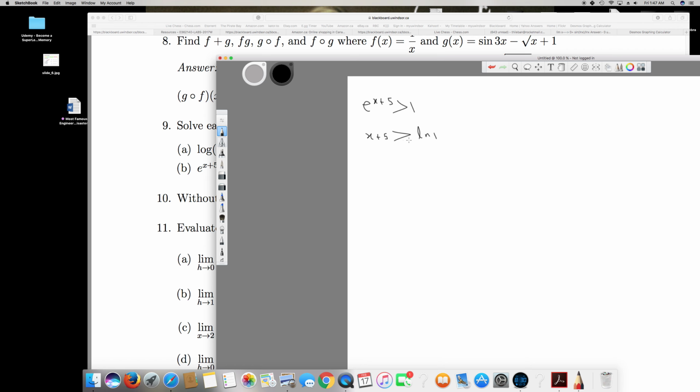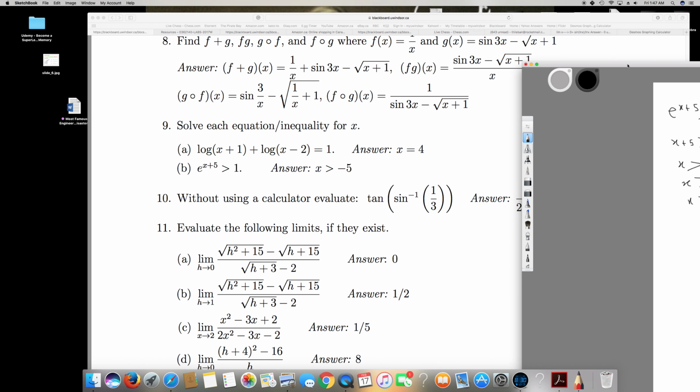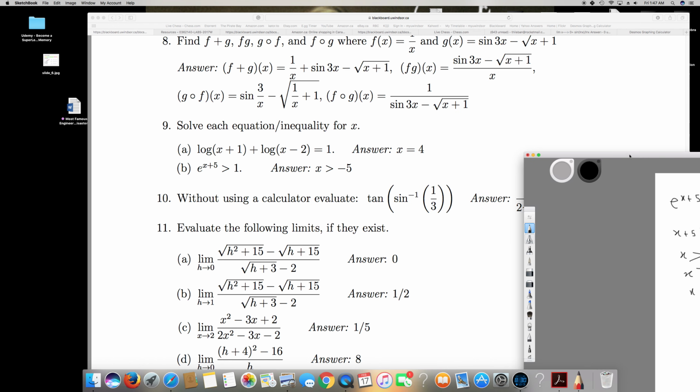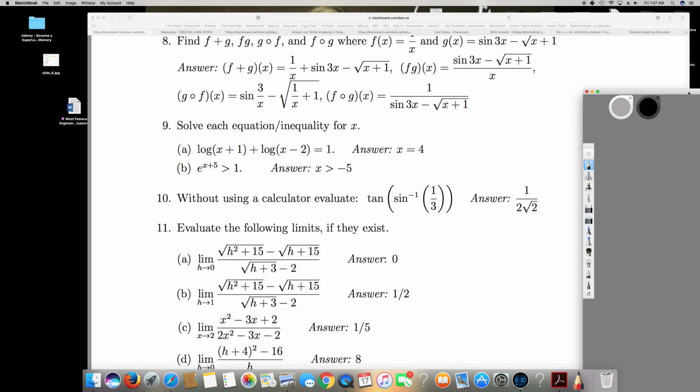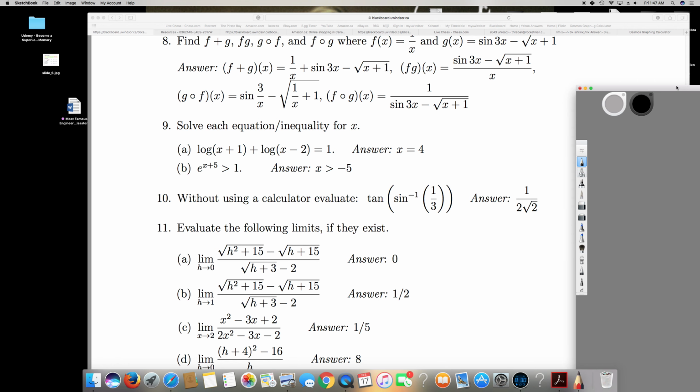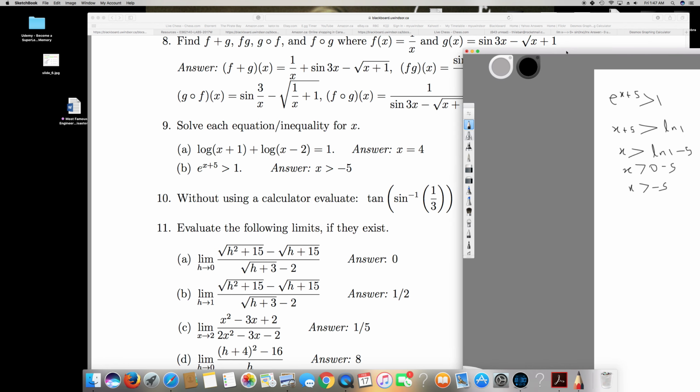Let's treat this as an equal sign. So it's going to be x equals ln 1 minus 5, and ln 1 is equal to 0. Therefore 0 minus 5, x is greater than minus 5. That's the answer they have given, and that's how they found the answer. And here we have one more question right here.